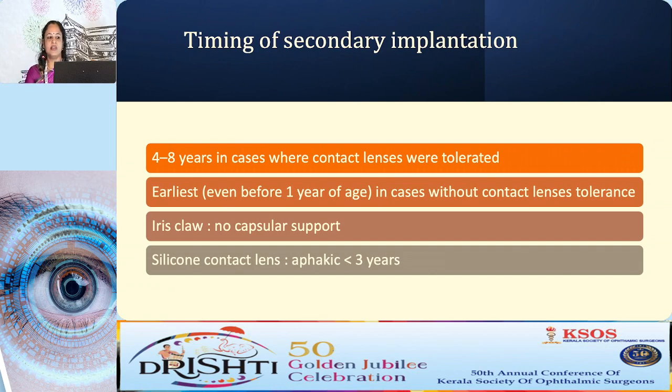And what is the consensus on secondary IOL implantation? That is, you have done the initial surgery, you have left the child aphakic, and when do you implant an IOL? By 4 to 8 years of age, in cases of children who were contact lens tolerant. In those cases, you do a secondary IOL. And it can be done even earlier if they are not ready to wear contact lenses, if they are coming from very far off places, or a syndromic child with development of the cornea affected. An iris claw lens can be used with no capsular support. A silicone contact lens is usually used in a child who is aphakic but less than 3 years.